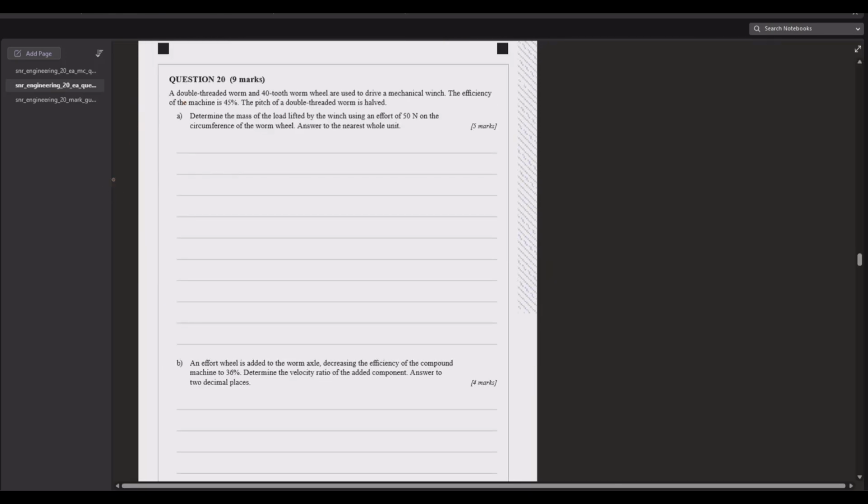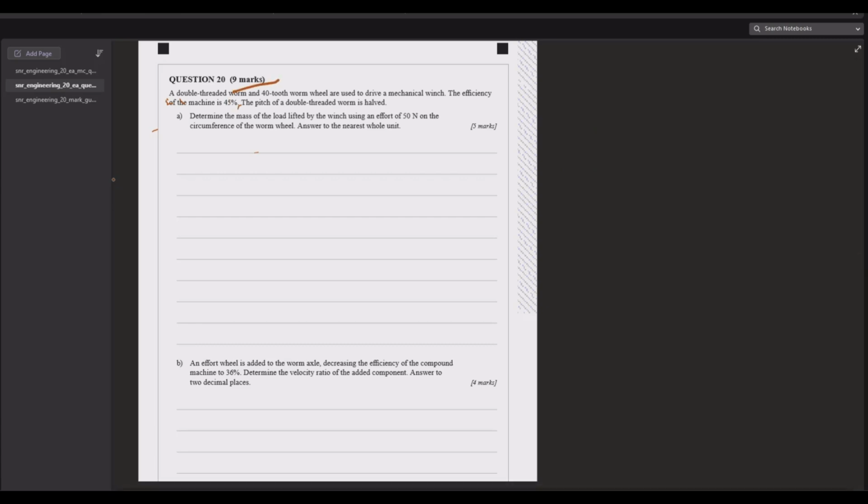Okay, this one, again, you probably haven't been taught this specifically. I don't think we need to know this. I don't think this is in the syllabus. Double-threaded worms. But it is somewhat intuitive, but it could be a 50% guess. So a double-threaded worm is going to have half the pitch, and it's going to essentially just have 2 teeth, and that's all you need to know.